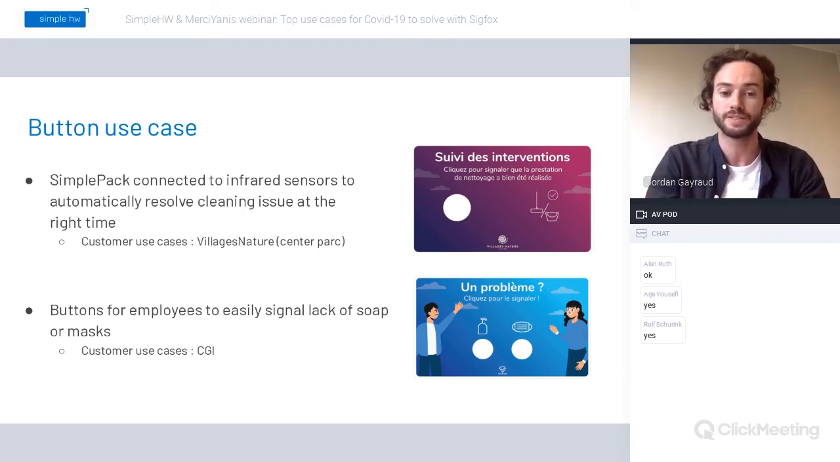A customer use case is Village Nature. This is a Center Parcs site near Paris, run by the people managing the facilities for visitors coming to Disneyland Paris. We put infrared sensors in the different bathrooms of the park. When too many people per day come into the bathrooms, the infrared sensors automatically detect it. The cleaning people come by, press the button, and the intervention is marked as done. Everyone has the information, facility managers included, and the infrared counter is automatically reset to 0.